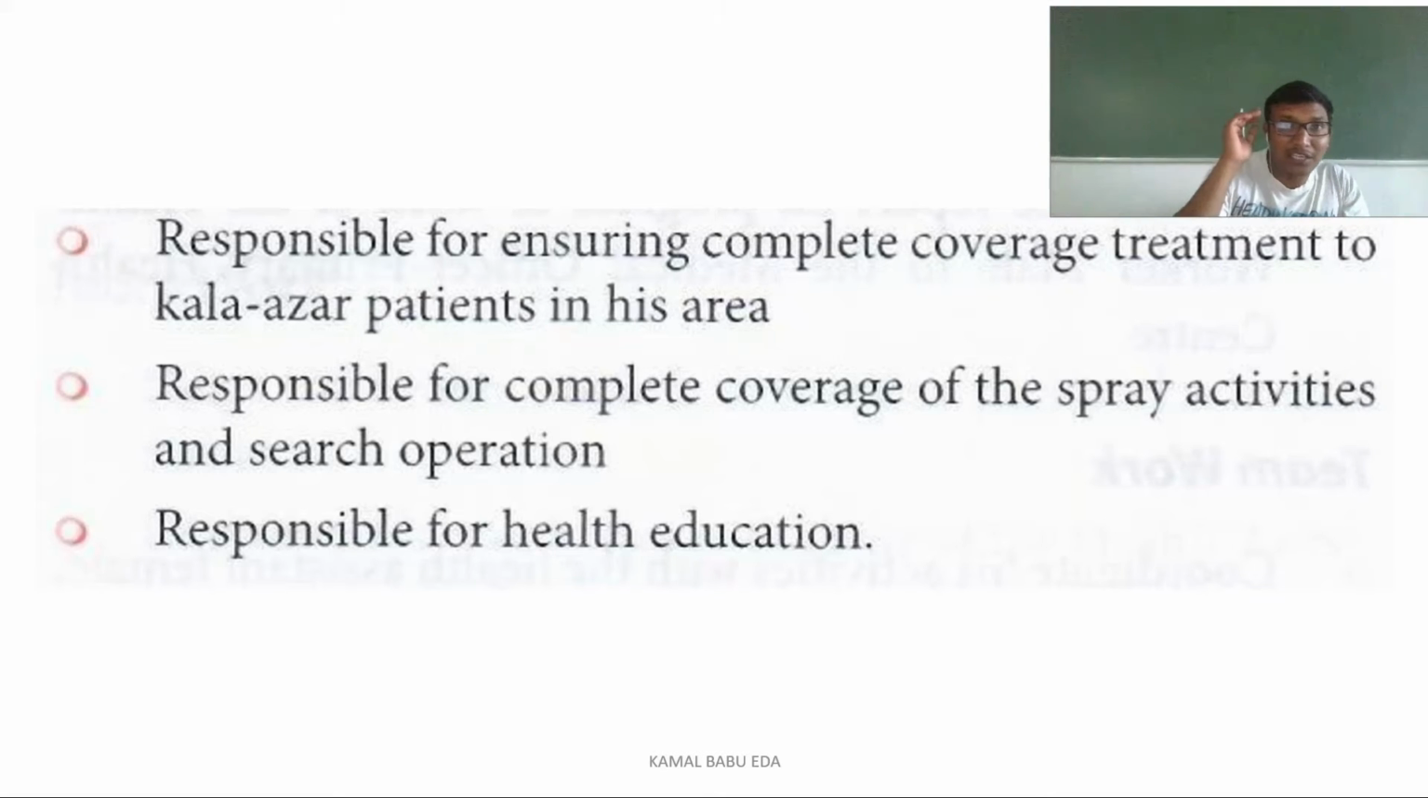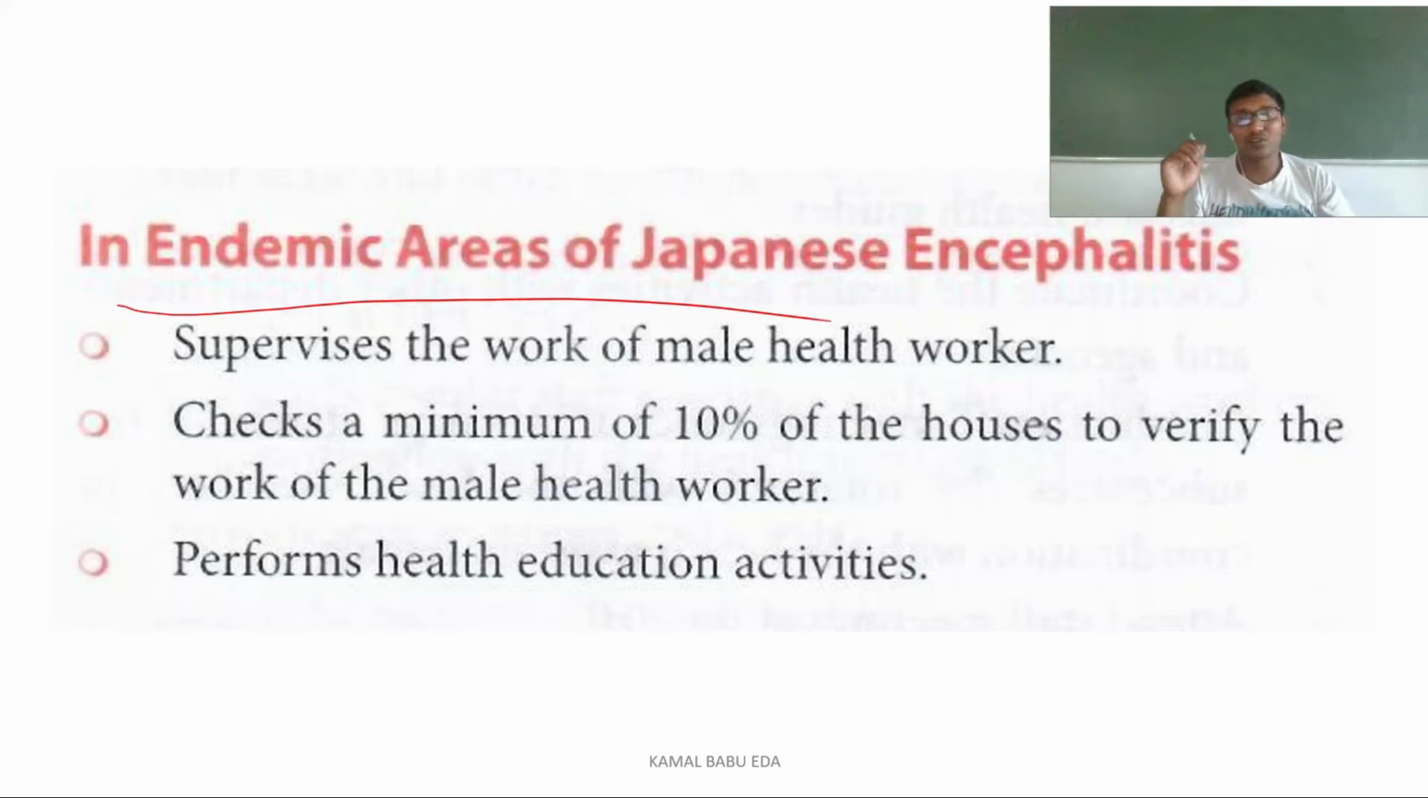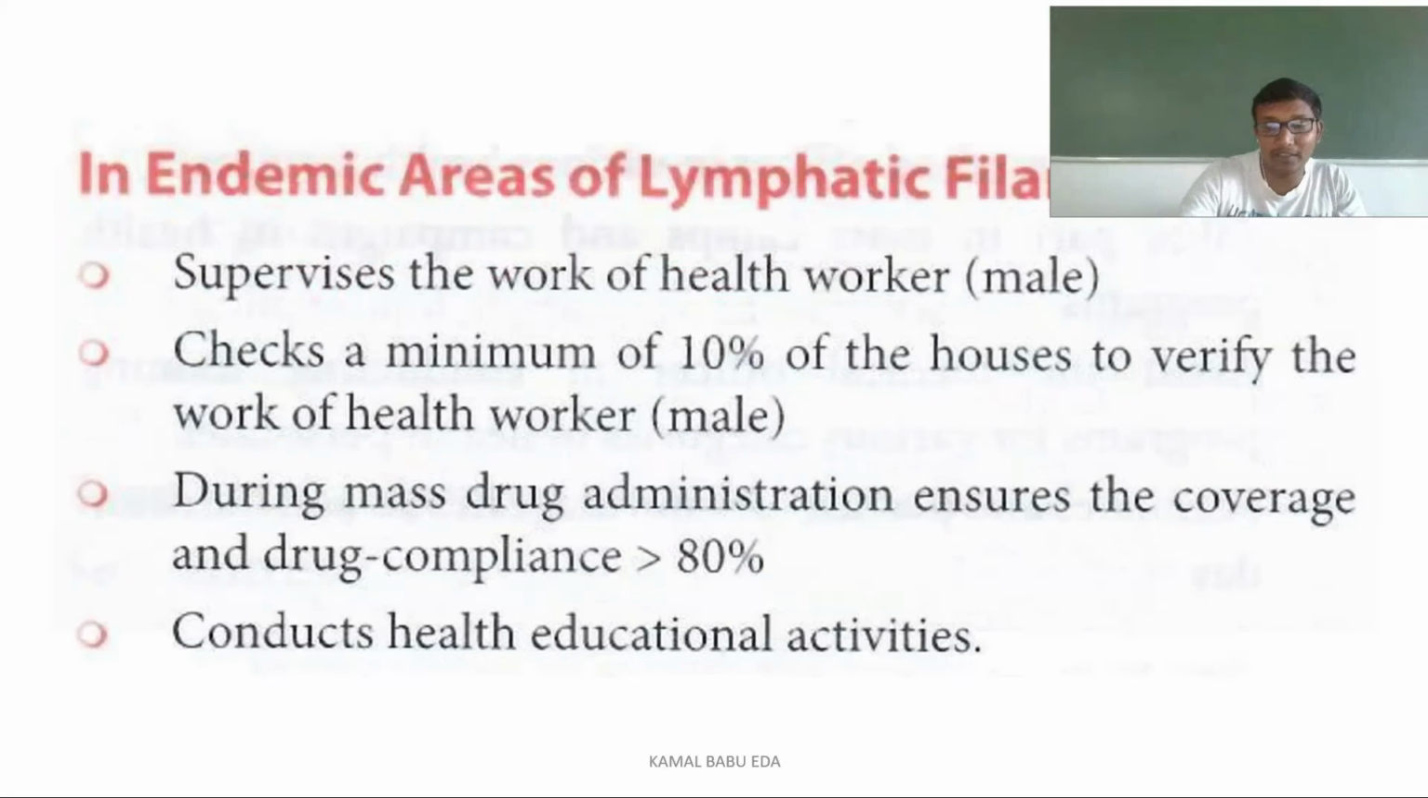He is the one who is responsible to spray the insecticide. So whether they have sprayed or not, he is the one, and he is responsible for the health education. So his role in the endemic areas of Japanese encephalitis, so again supervision of health worker. So in the houses that were checked by the male health worker, she has to go and check at least 10% of the houses, and he should perform health educational activities.